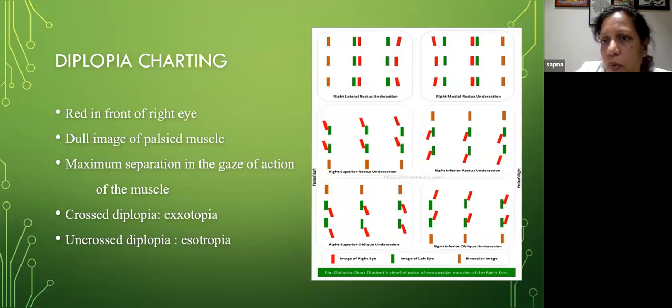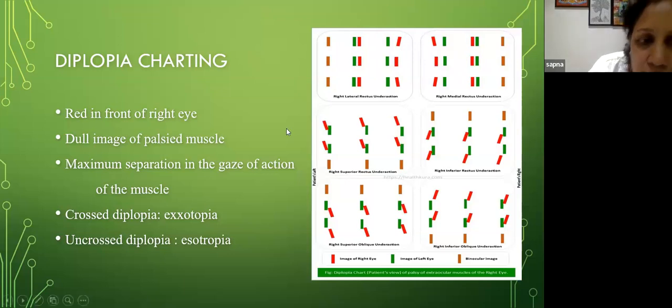So here, this is the right side of the patient, and this is the left side of the patient. So on the right side you're getting deviation, and the left side is all single vision. So diplopia charting is done wearing red and green glasses, and the dull image is mostly of the paretic muscle. Maximum separation is in the gaze of the action of the muscle: crossed diplopia in exotropia, and uncrossed diplopia in esotropia.